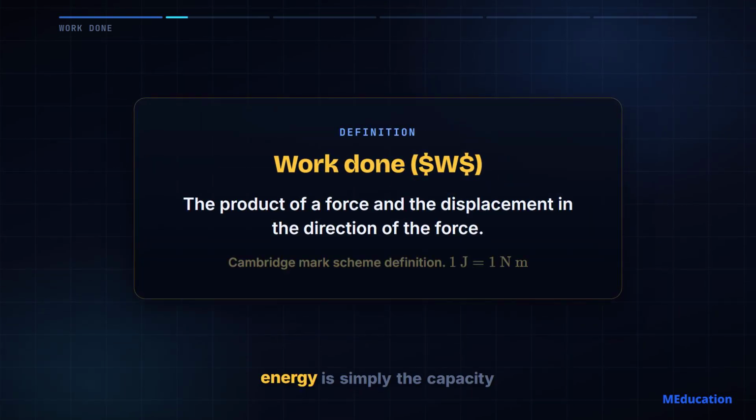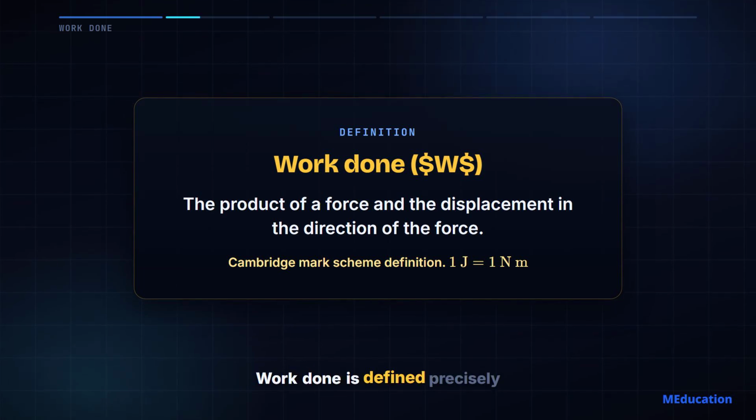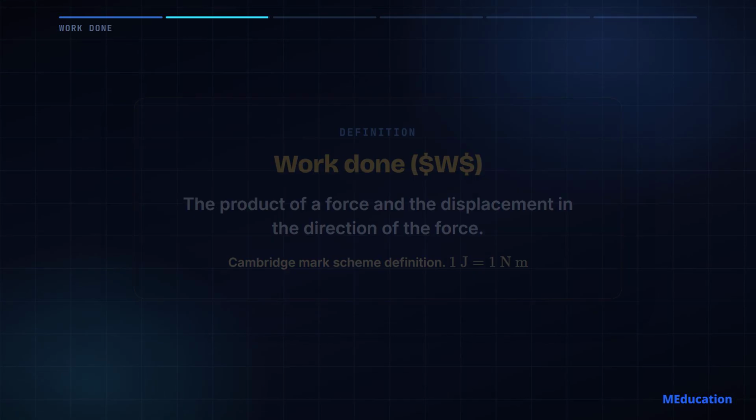In physics, energy is simply the capacity to do work. Work done is defined precisely as the product of a force and the displacement in the direction of that force. You will learn how to handle forces acting at awkward angles using trigonometry, and how to extract work values directly from the area under a force displacement graph. This is the mechanism that moves energy from one store to another.